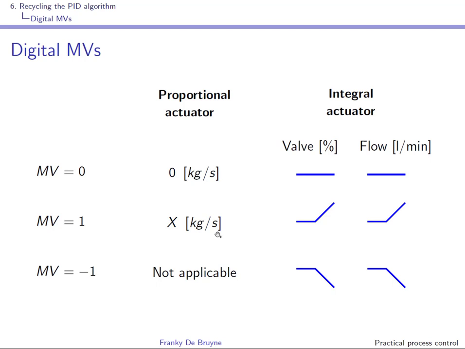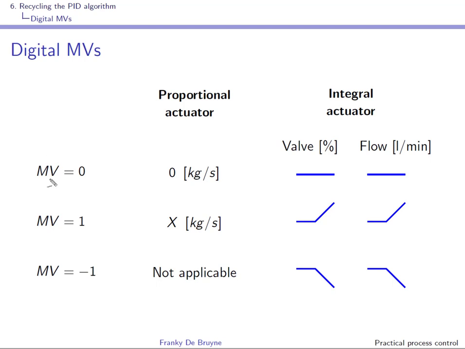Well, you can have an average discharge in this period of time that lies in between 0 and X. Hence the name proportional actuator. Well, for the integral actuator we have 3 states.